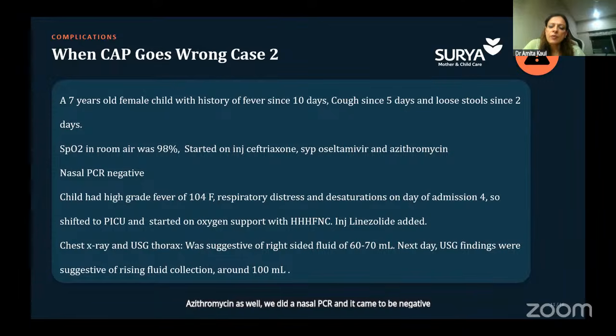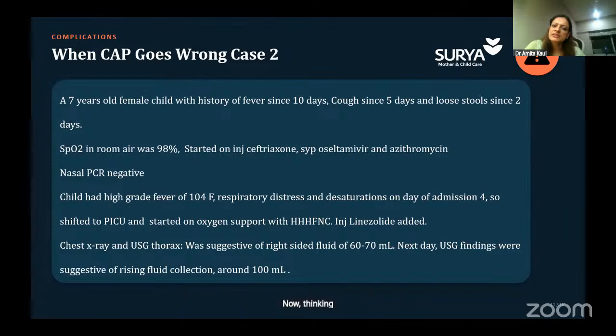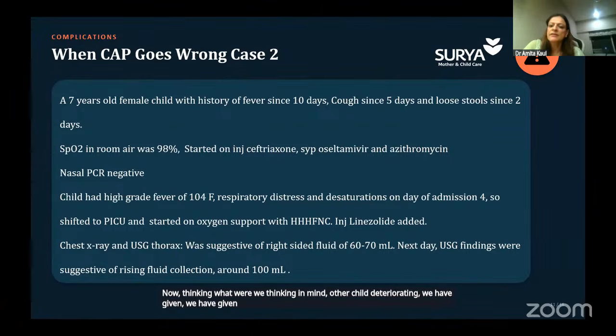And then in the wards, the child started to deteriorate. The fever became high, 104. She developed distress. She started desaturating and obviously needed ICU because she needed oxygen. She was put on high HFNC. And so now what were we thinking in mind? Now the child is deteriorating. We have given strep cover. We have given mycoplasma cover. Now what is left? Because the child is deteriorating, we thought probably it could be a staph infection. So we started linezolid for the child.